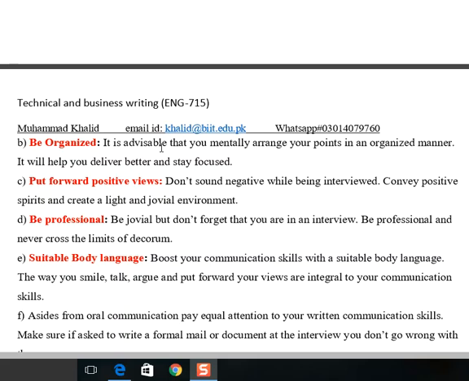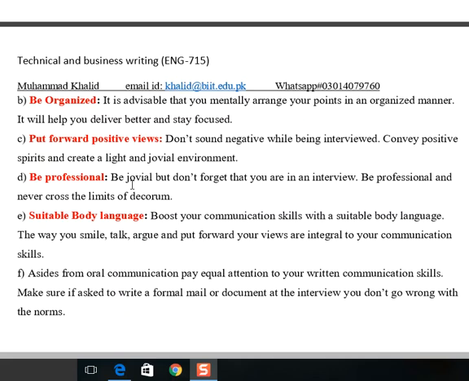For example, preparation for CSS and other exams, and for generally grade 17 posts. They give and share a full-fledged syllabus. They tell you the key points, which areas you need to work on. It is advisable that you mentally arrange your points in an organized manner. It will help you deliver better and stay focused. This is very important. Put forward positive views. Again, this point is being repeated: always be positive. Do not sound negative while being interviewed.